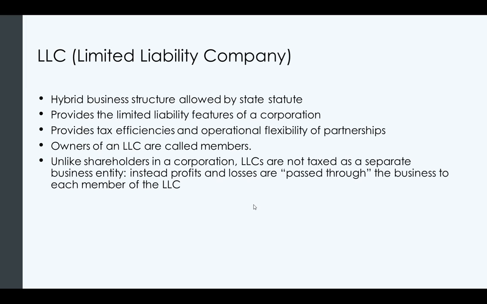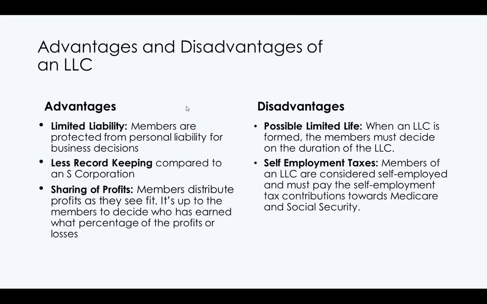Owners of an LLC are called members. Unlike shareholders in a corporation, though, LLCs are not taxed as a separate business entity. Instead, profits and losses are passed to each member of the LLC. So in that way, it's similar to sole proprietorships and partnerships. Some advantages are that members are protected from personal liability, so they can't be found at fault for anything that goes wrong. There's less record keeping than an S corporation. And members distribute profits as they see fit. It's up to the members to decide who has earned what percentage of all profits. So they have some leeway in deciding those types of things.